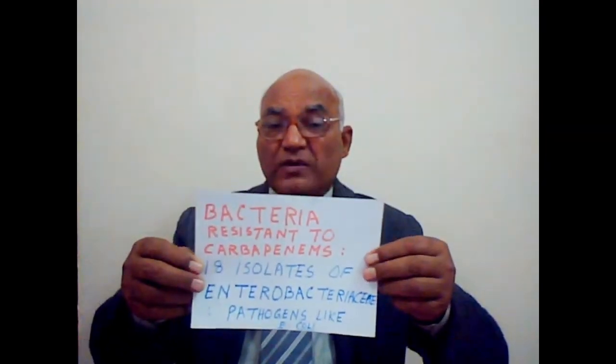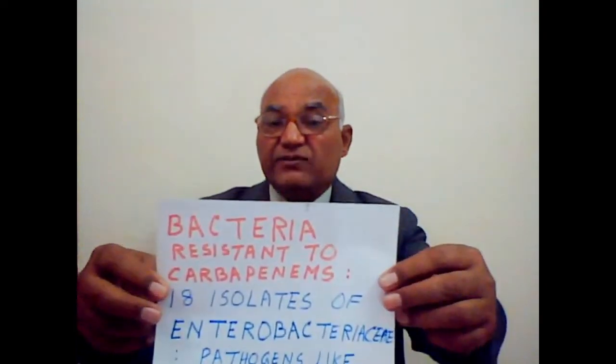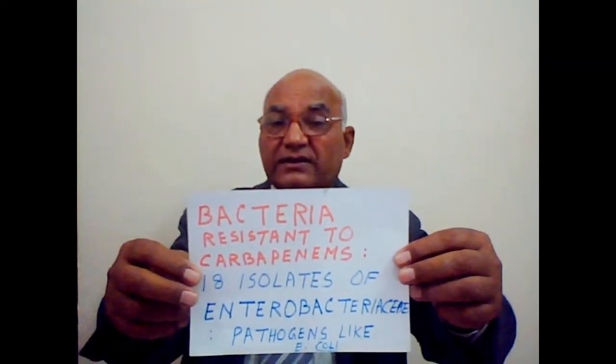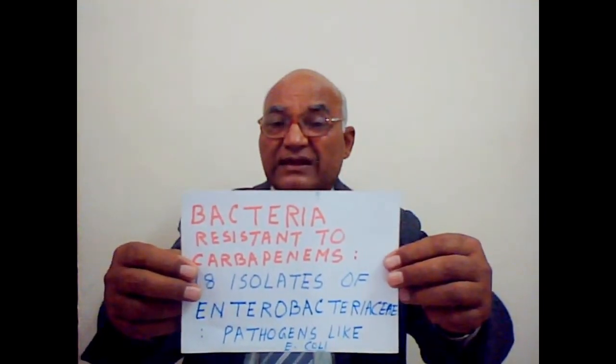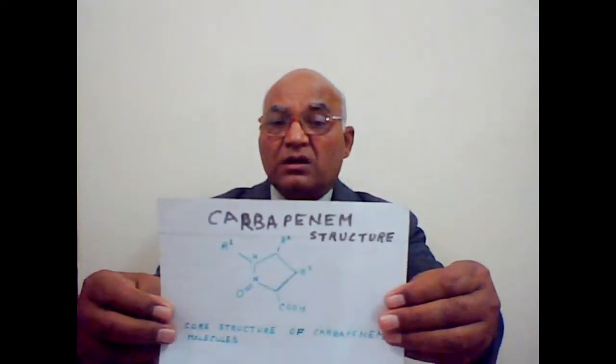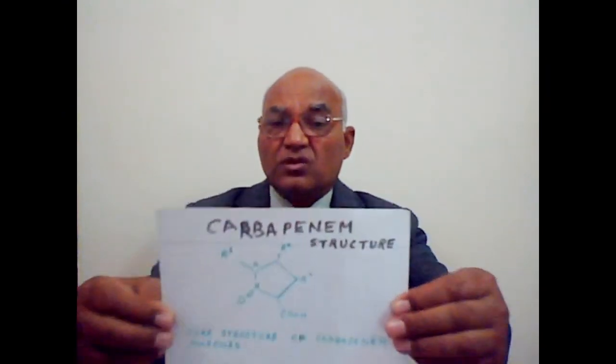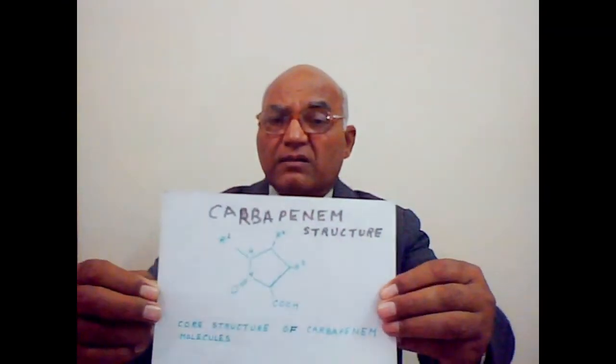Bacteria resistant to carbapenems are there: 18 isolates of the Enterobacteriaceae, which are pathogens like Escherichia coli, a common bacterium, and Klebsiella pneumoniae. They are included in it. They exhibit resistance, and the structure of the carbapenem has an R1 group, R2 group, R3 group, and a COOH group, and O with a double bond. And this is the structure of carbapenem.